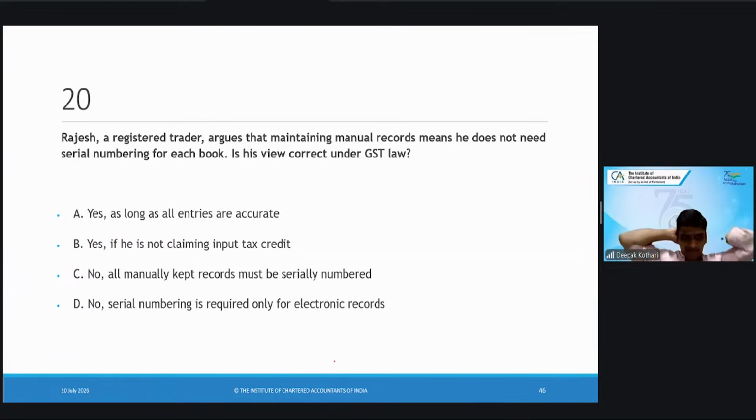Last question for the day. Already 8:45. Good, answer is C. All manually kept records must be serially numbered.